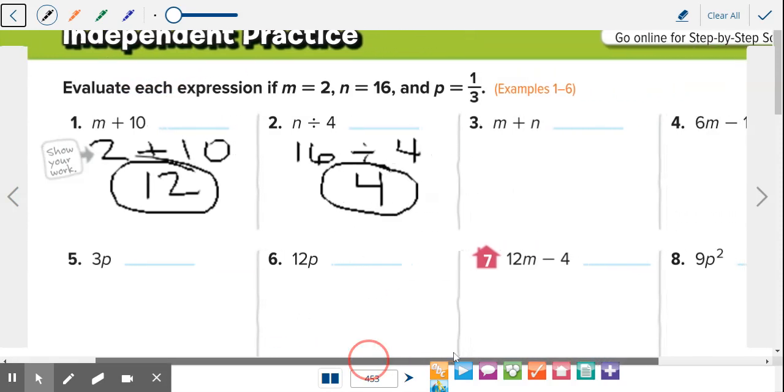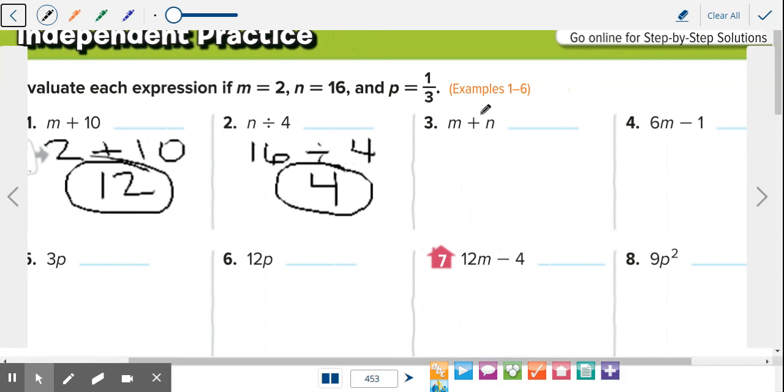All right, number 3 now. So now we have m plus n. So we have to replace both of them. So what is m? 2. We keep the addition. And then 16. And now we add 18. Okay, does everyone see how we're getting those? Guys, they give you what the letters are. You just have to replace them and then solve it.